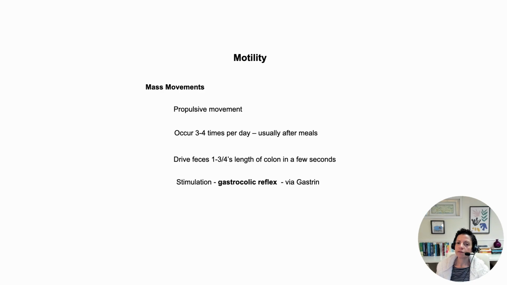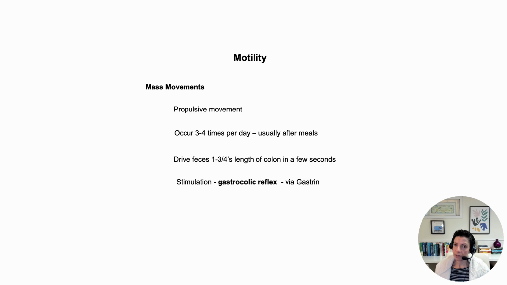The other form of motility are these waves of peristalsis. In the large intestine, we call these waves of peristalsis mass movements. It is a very strong propulsive movement. They tend to occur about 3 to 4 times per day, and they tend to get triggered by gastrin. They get triggered when we consume food.